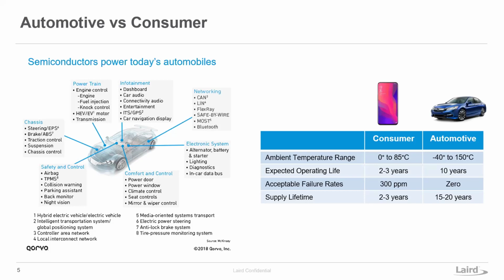And again, on the left here, you can see all of the electronic systems that require semiconductors, quite a few, and growing. And then on the right, we can compare the constraints or expectations of semiconductors in the consumer market versus the automotive market. And you can see that the automotive market has a lot more stringent requirements in operating range, life expectancy, failure rates, and so on. So it's going to be a driving consideration in designing.